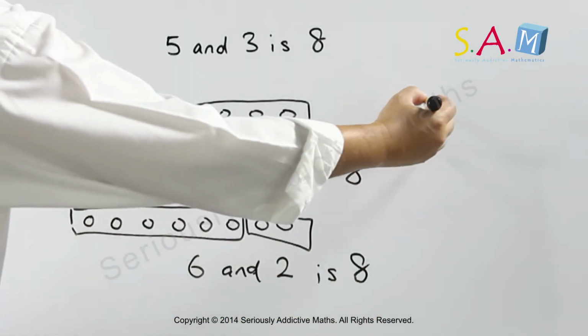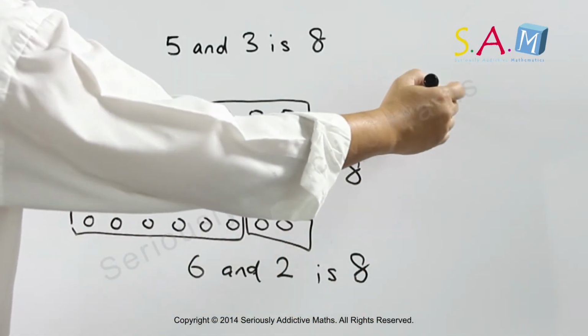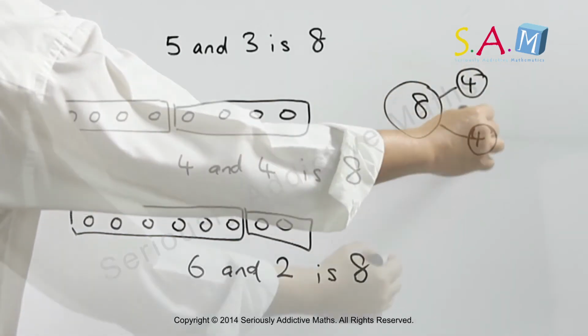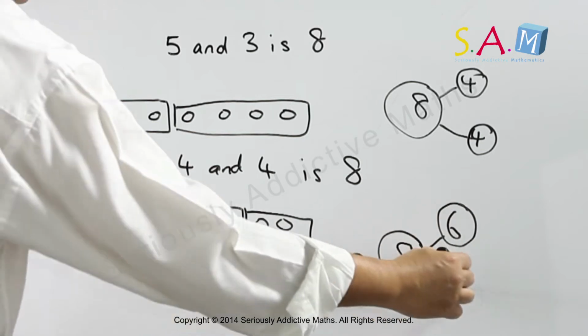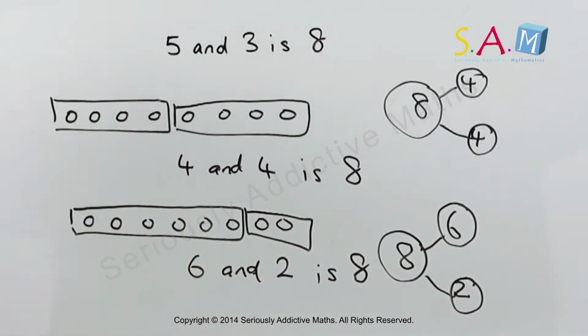In this case, we can have 8 and we draw it as 4 and 4. We can also have 8, which is 6 and 2. These are some of the examples of number bonds.